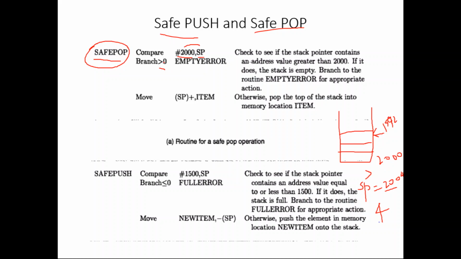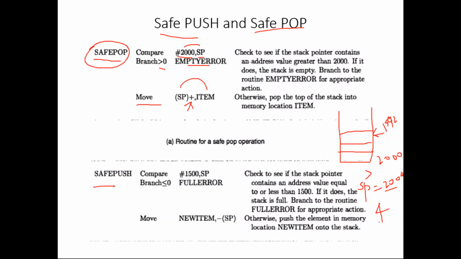So if the result is greater than 0, then the stack is already empty. Otherwise, if the result is either equal to 0 or less than 0, then the stack is not empty, so we can pop. Then write the instruction for pop: move the content of the location pointed to by SP to item, and then increment the stack pointer. This is for pop.